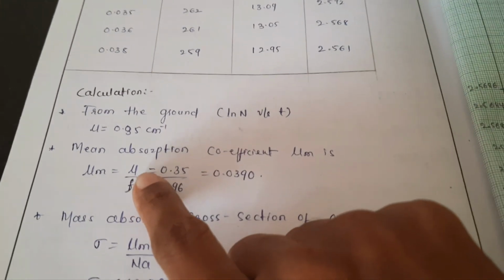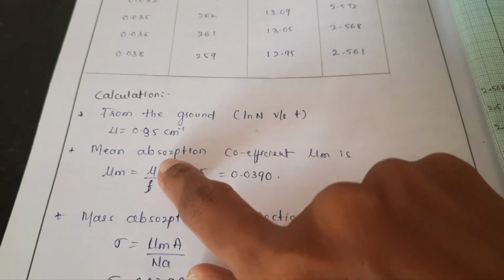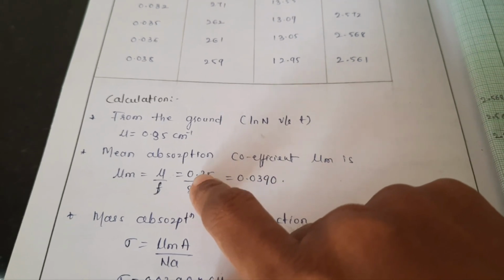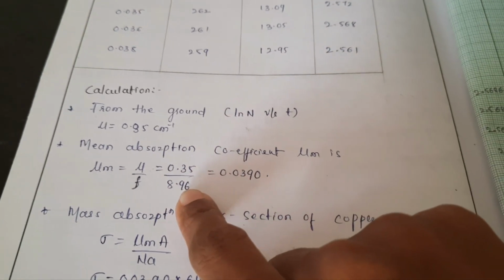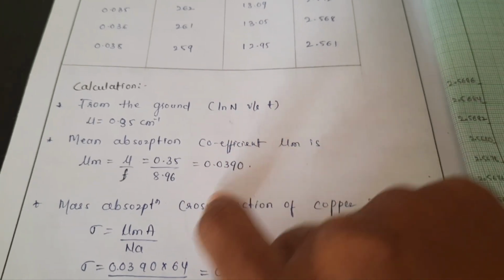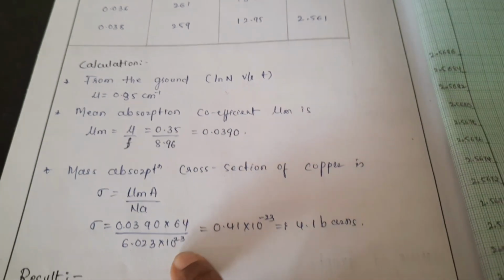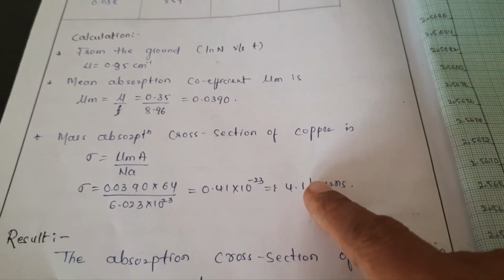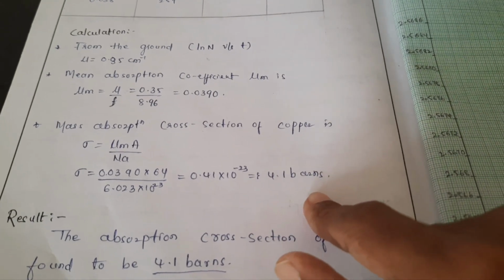To calculate the cross section you require the mass absorption coefficient, that is mu by rho, mu by density. Mu is the linear attenuation coefficient, 0.35, divided by the density of copper, which is 8.96. After getting the mass absorption coefficient you can calculate the cross section: substitute the values and you will get a cross section of about 4.1 barn.